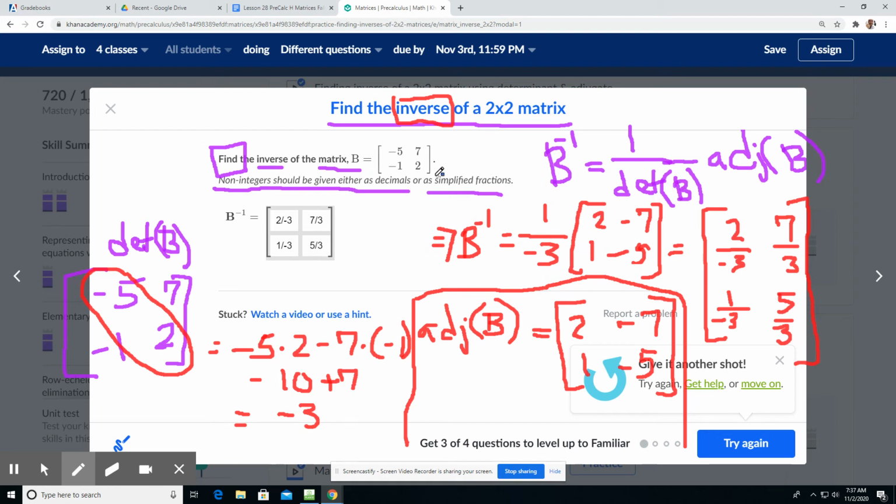The adjugate: I swap the -5 and the 2, and I negate the 1 and -7. So that would be the 2 and -5, check. -7, +1, yes. This distributes through, and 2 over -3, yes. +7 over 3, yes. -1 over 3, yes. A negative and a negative make a positive.